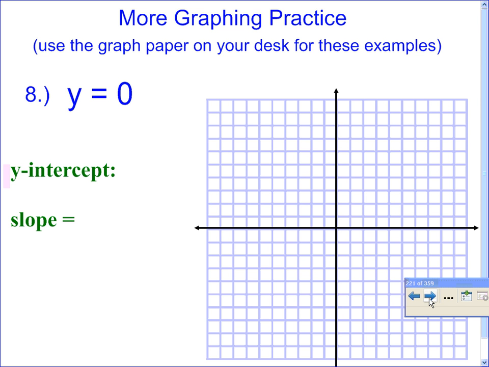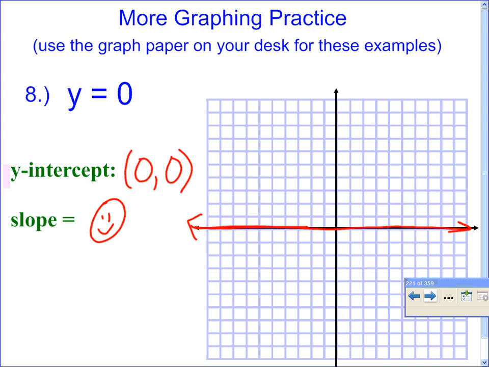Okay, number 8, y equals 0. Just kind of a weird one. Doug, what's the y-intercept? 0. 0 what? Good, 0, 0. It's just the origin. Okay, Alyssa, what's the slope? Good, everything's 0. Kind of boring, huh? Okay, how do we graph it? Emma? Awesome. It's on the x-axis.